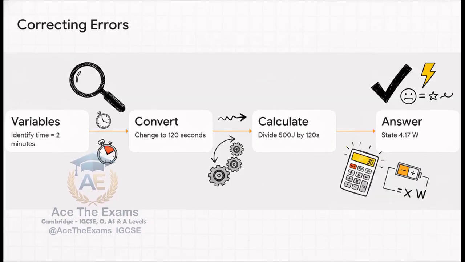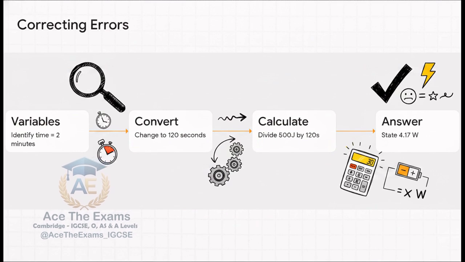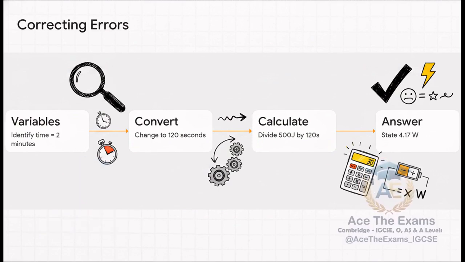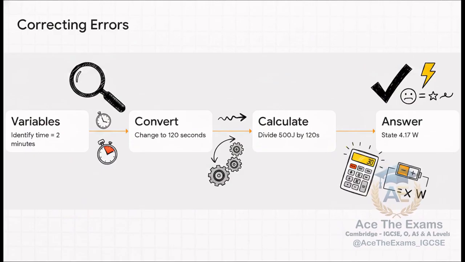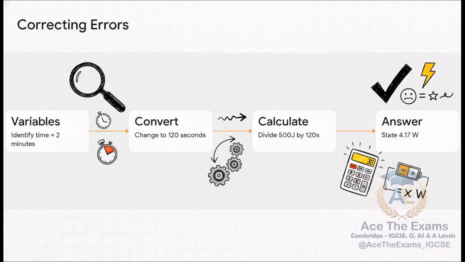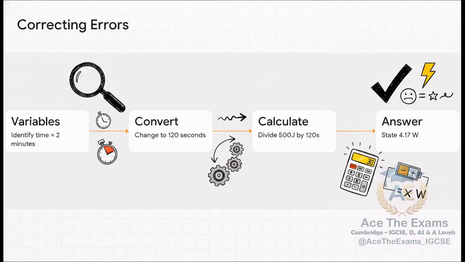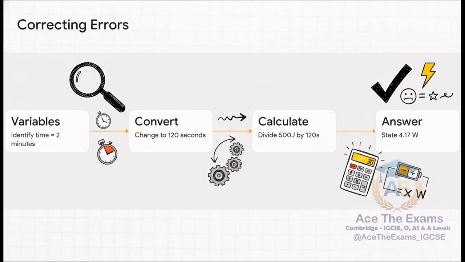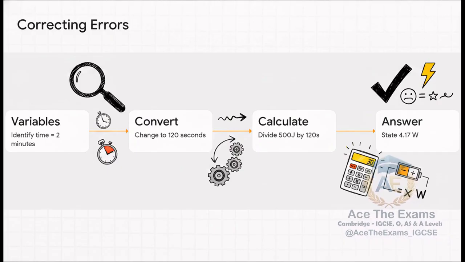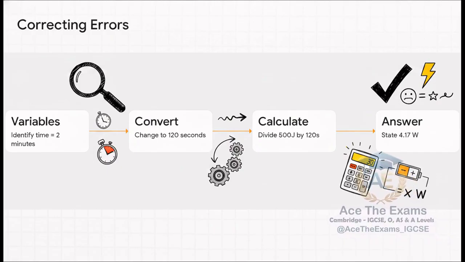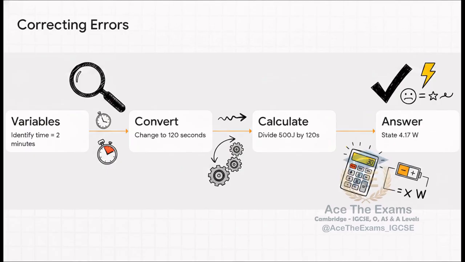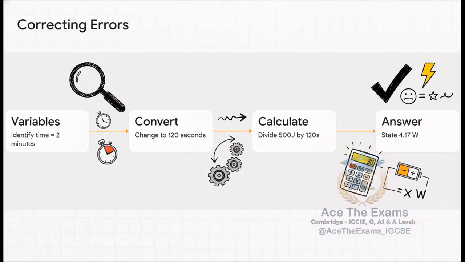Here is the proper examiner-style correction broken down step by step for you. Step 1, identify your variables from the text. Step 2, convert those units immediately. 2 minutes times 60 equals 120 seconds. Step 3, now you can calculate. 500 joules divided by 120 seconds. And finally, step 4, the correct final answer is 4.17 watts. This proves exactly why rounding too early or just using the wrong variables completely destroys your score.